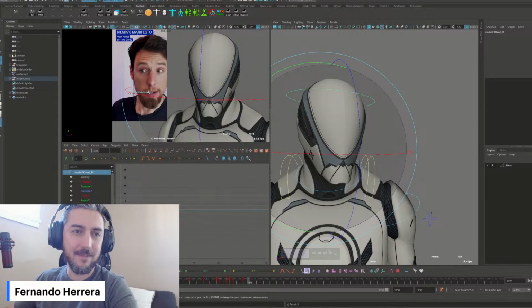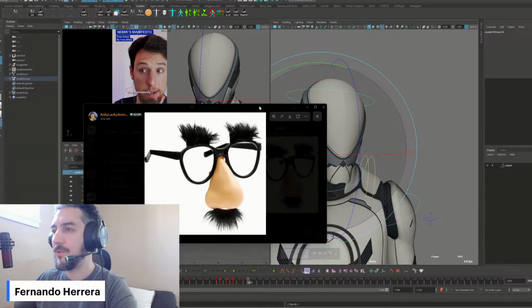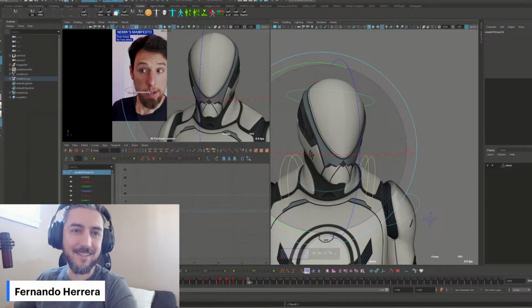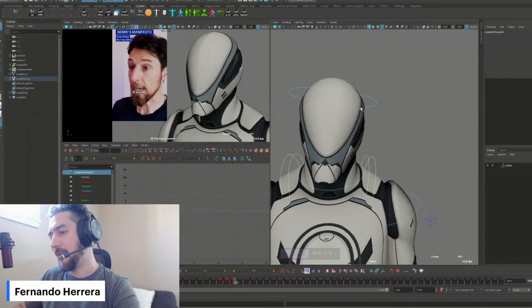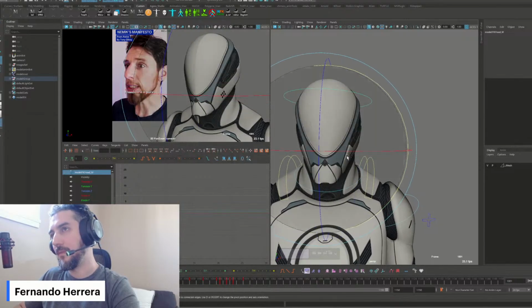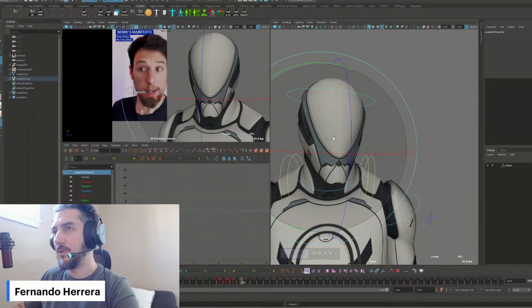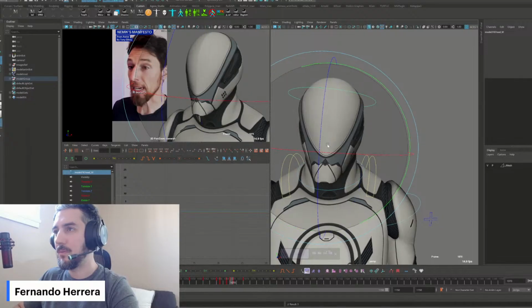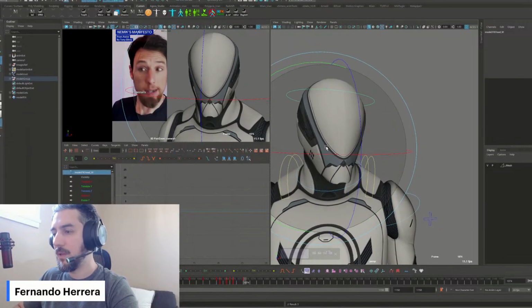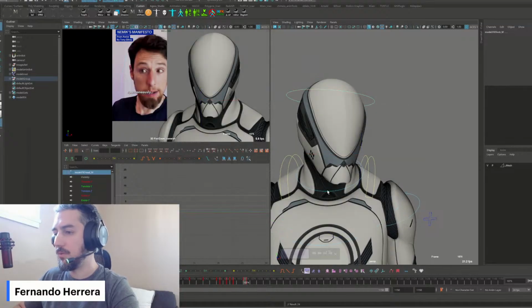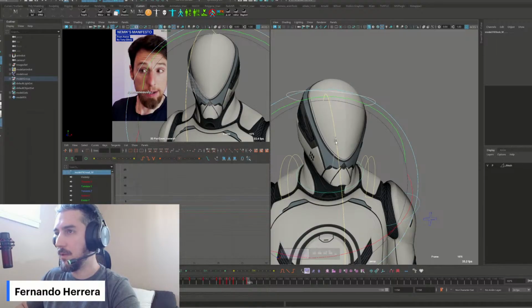I'm going to use this next time on Manny, so I have a nose. Yeah, when I use the angle here, sometimes I want to use the neck. For example, here I feel like I need to use the neck to rotate him down.